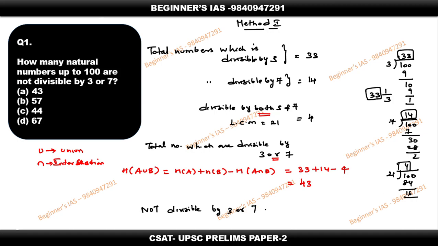In this case, what you need to do? Total numbers minus total numbers which are divisible by 3 or 7. Simple. Which is 43. Then subtract that. So which leaves you 57 as the answer. So the answer for this question is B, 57.